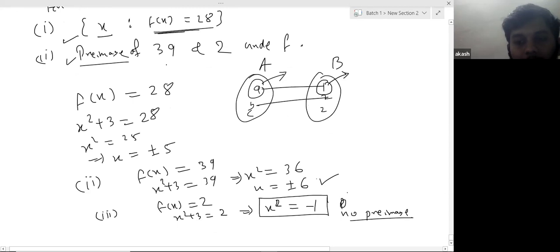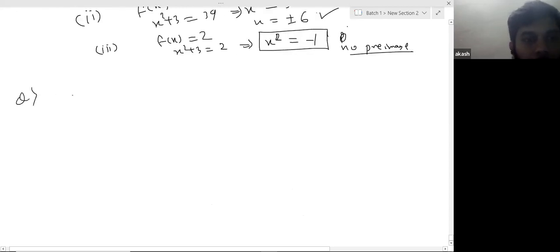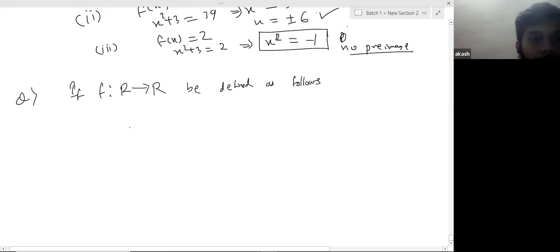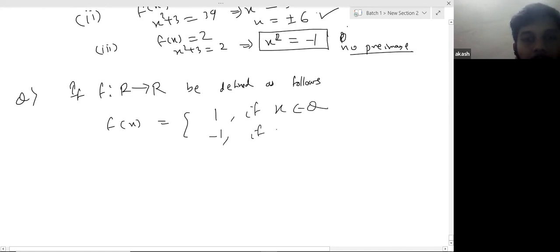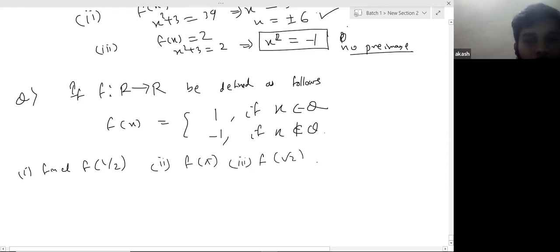Next question. f is a function from R to R, defined as follows. f of x equals 1 if x belongs to Q, minus 1 if x does not belong to Q. You have to find f of half, f of pi, f of root 2, range of f, pre-image of 1 and minus 1.